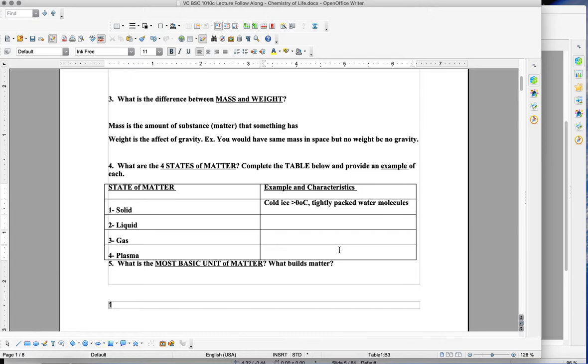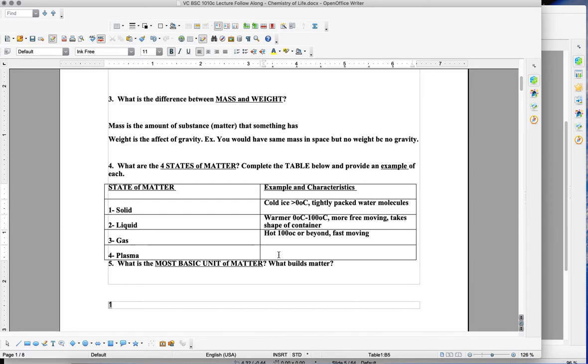All right, and then liquid, we're going to say a little bit warmer. This is going to be 0 degrees Celsius to 100 degrees Celsius. More free moving. Takes the shape of the container. Okay, and then gas is going to be hot. This is going to be 100 degrees Celsius or beyond, and they're fast moving.